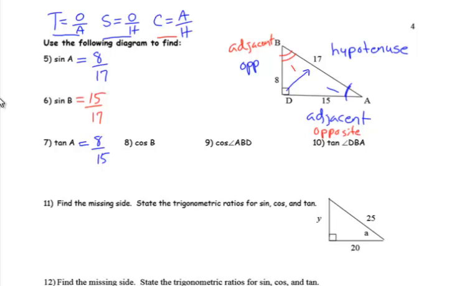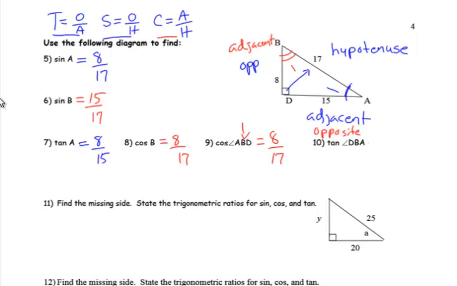So my adjacent to B is 8. My hypotenuse is 17. Okay. Now number 9, when we name it this way, look at that middle letter. That's your vertex. So this is angle B. The cosine of B is the adjacent over the hypotenuse. That's 8 over 17. That's just another way of naming it.